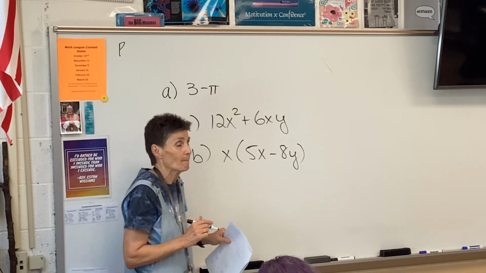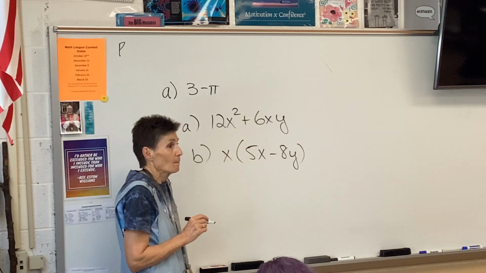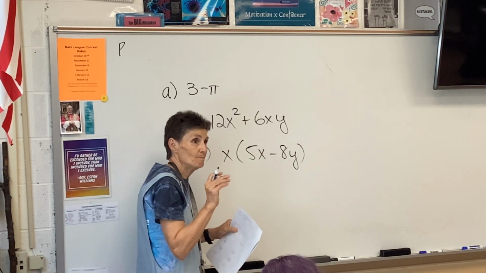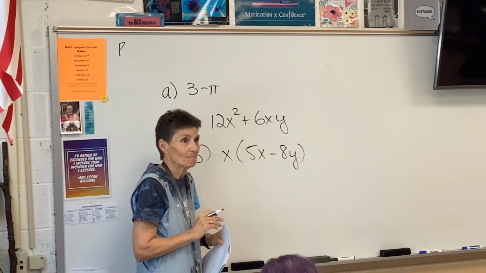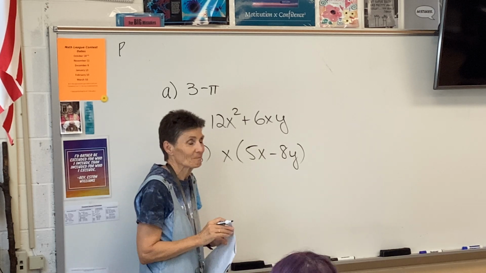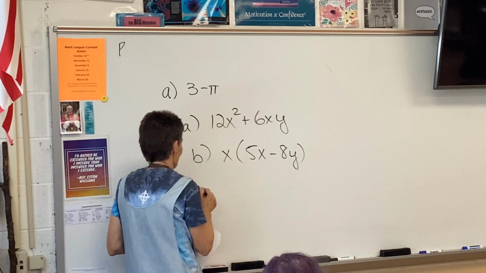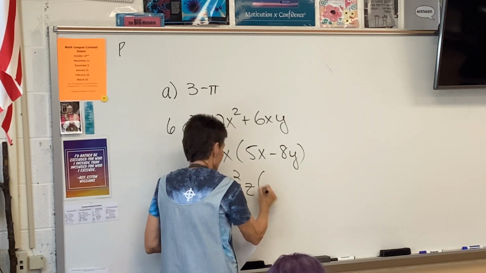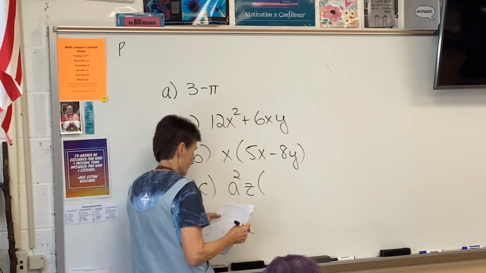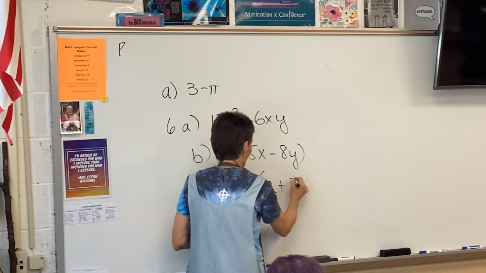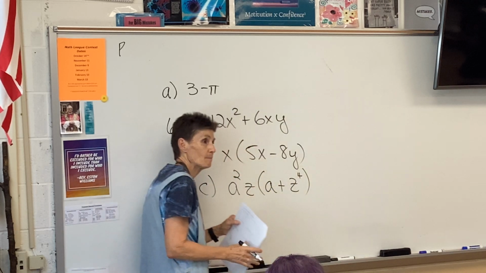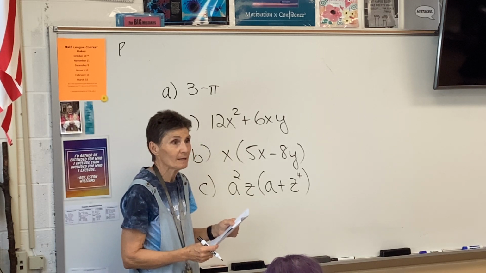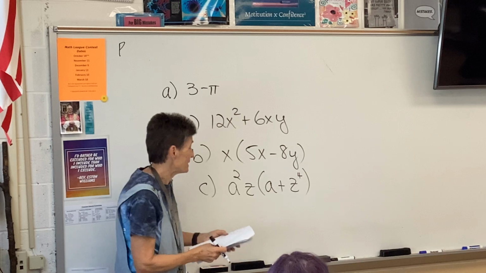Okay, what about C? Anybody have a thought about that one? Max? Nope. Johnny? Yeah. I took out a squared z. And what were you left with? A plus z to the 4th. All right. What do we think about Johnny? I like that. We like that? Yeah. Anybody have a question about it? All good? All right.